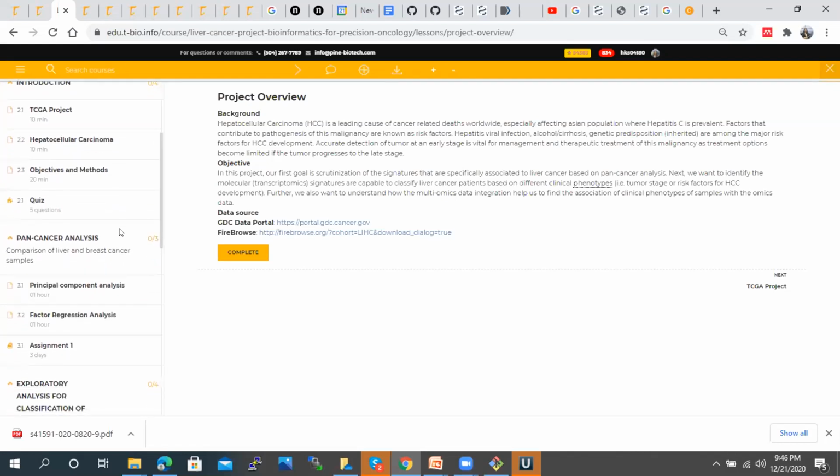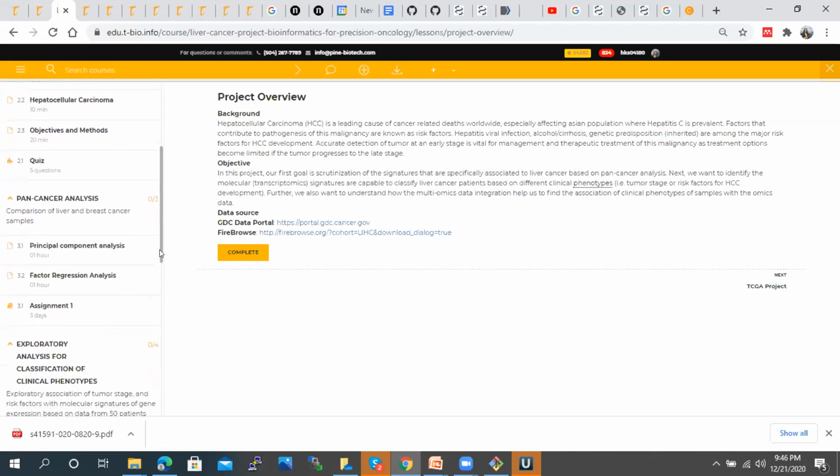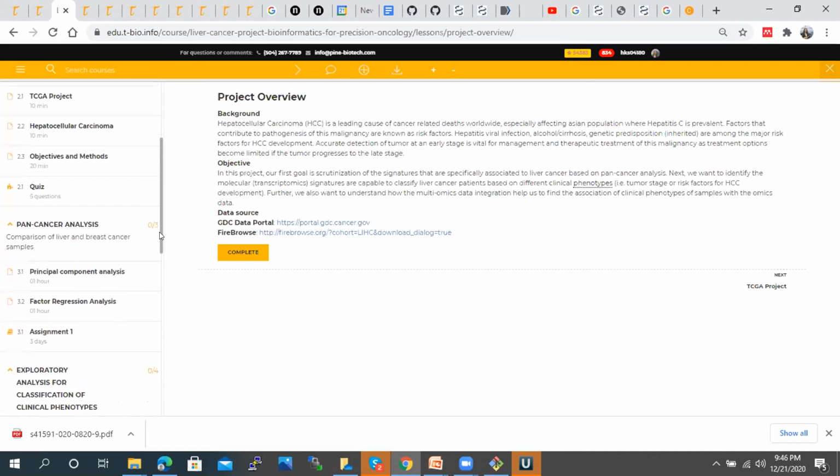Here we are trying to compare liver cancer samples that are tumorous and non-tumorous, then comparing with the breast cancer tumor and non-tumorous samples. Because you have learned a lot of things during this transcriptomics course, what would be the methodology that we can explore? Here, first we have applied principal component analysis.